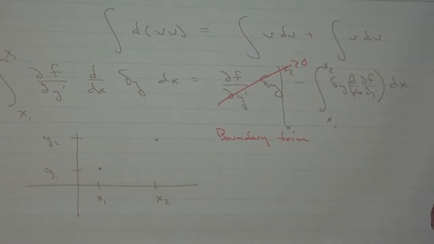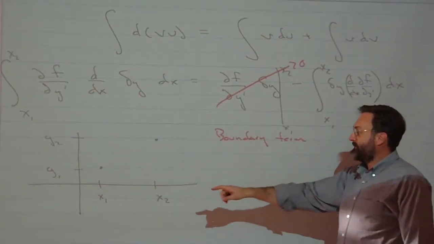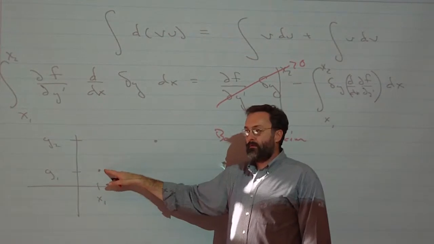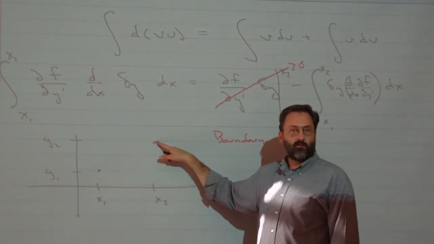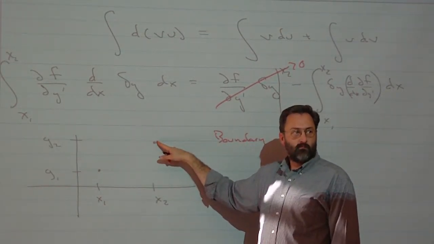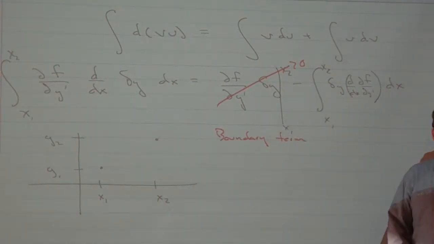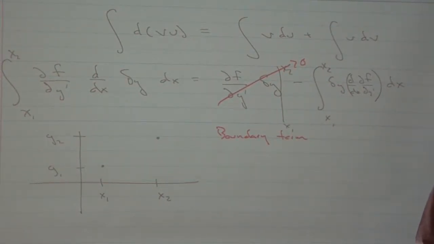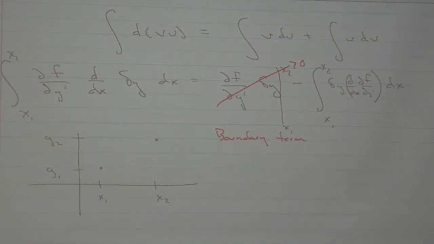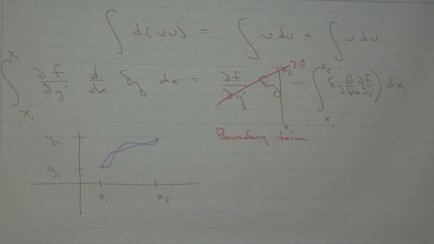Of the possible functions that connect this place, x1 and y1, with this place, x2 and y2. Okay, so let me draw a couple of choices. Here's a function. Here's a function. Here's a function. These are all differentiable functions which connect the points x1 and x2. There are many more of them. I drew only 3.